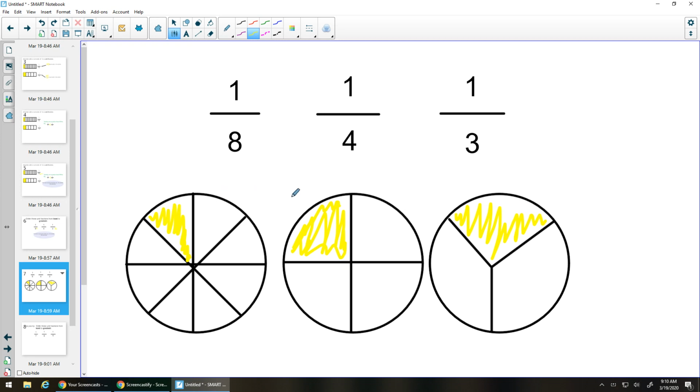Very clearly, I can see from the shaded in yellow that this fraction is the least, this fraction is in the middle, and this fraction is the greatest.